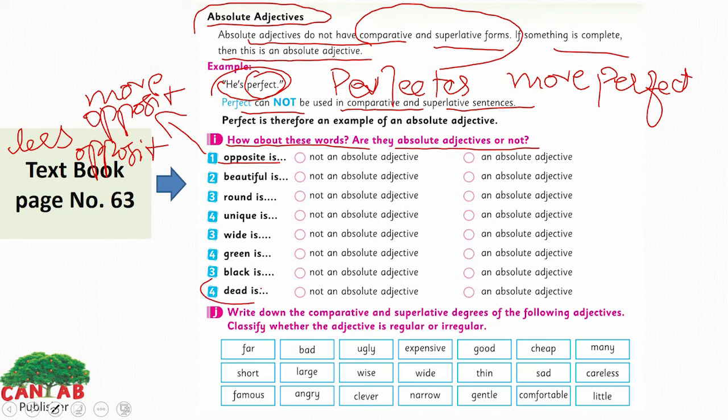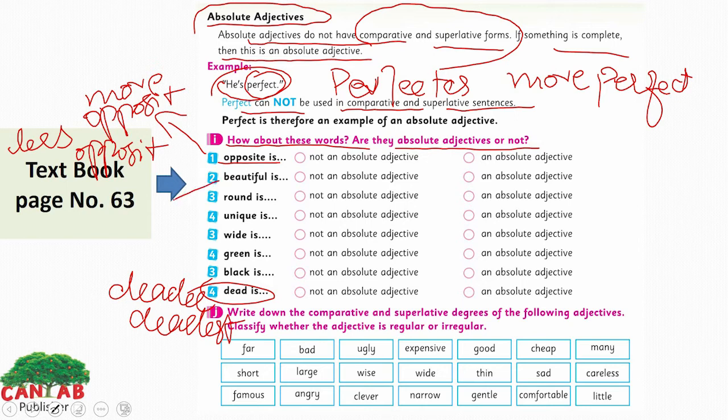Likewise, dead here is an absolute adjective. It can't be deader or deadest, or more dead or less dead or most dead. It can't be. It's an absolute adjective. It has no comparative and superlative degree.